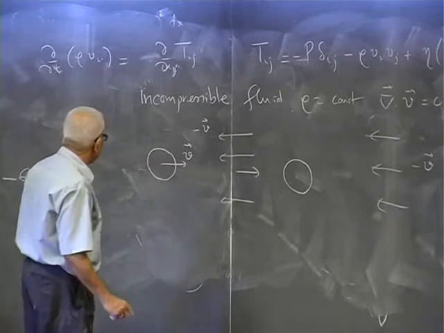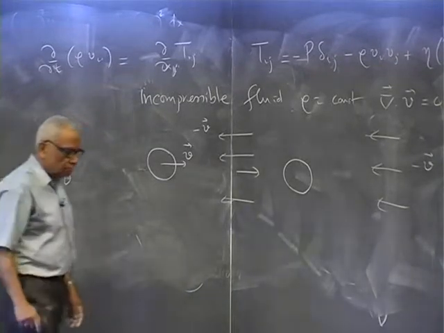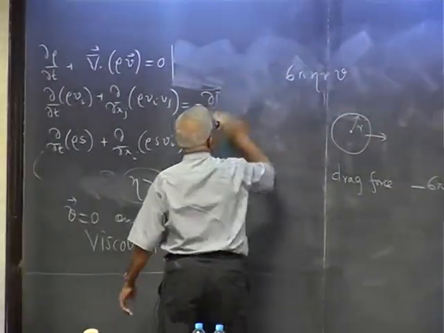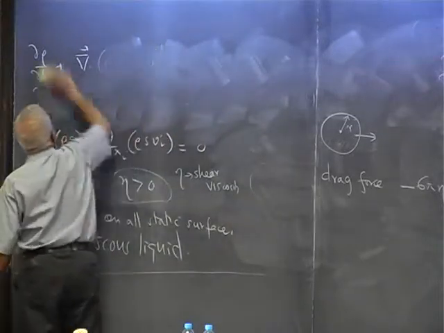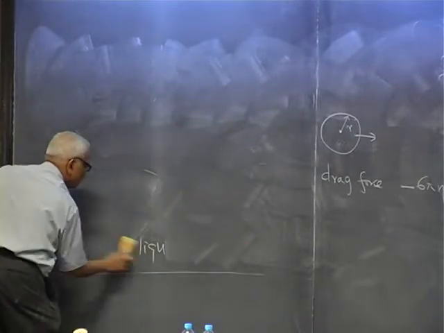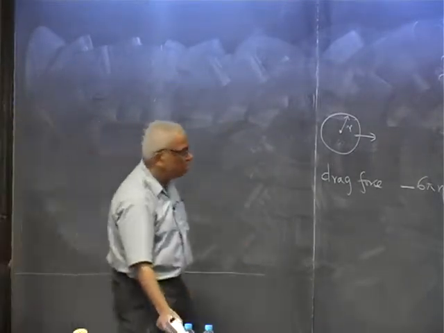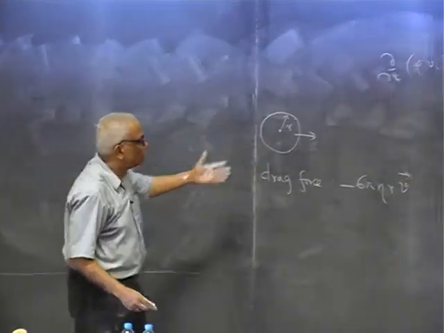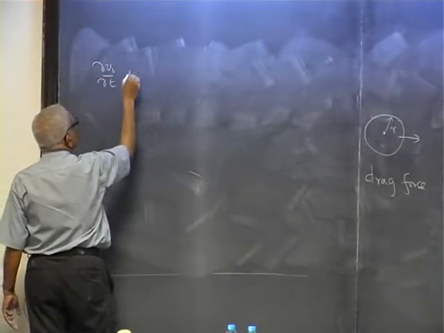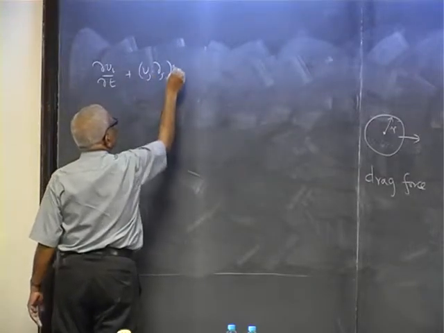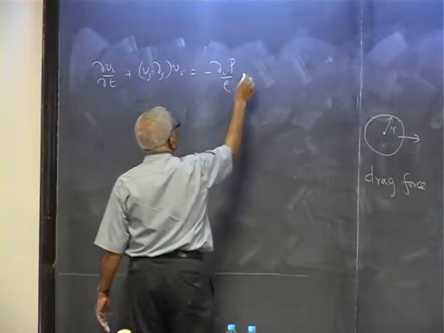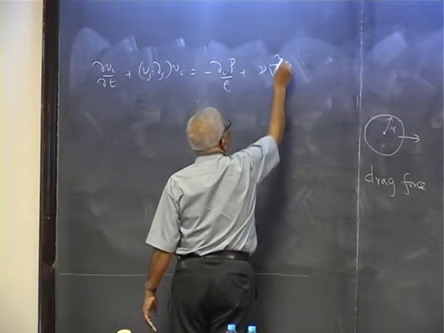So now, what's the ammunition that I have? And under what circumstances are results of this type valid? What am I supposed to get? I'm supposed to get the v, and what am I supposed to solve? I'm supposed to solve the Navier-Stokes equation, which I wrote down a minute ago: ∂v_i/∂t plus v_j ∂_j v_i is minus ∂_i P over rho plus nu del squared v_i.